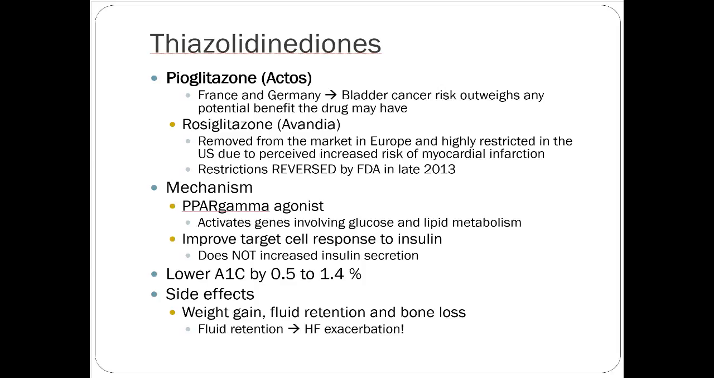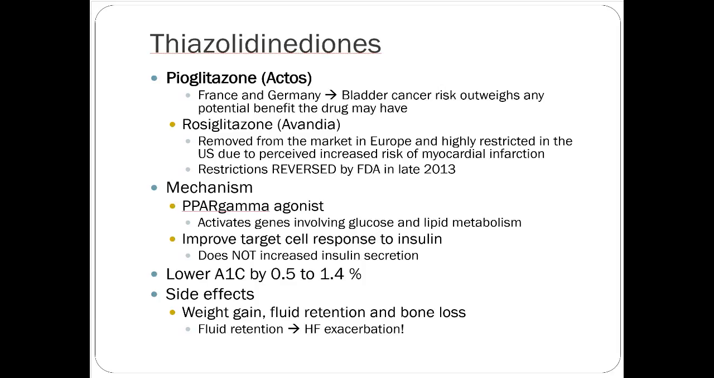Mechanism, it's a PPAR gamma agonist. So what that means is there's a gene, PPAR gamma, which is involved in glucose and lipid metabolism, which this drug activates and helps to upregulate, so you get better metabolism and use of your glucose and lipids. It doesn't improve target cell response to insulin, does not increase insulin secretion. So it's a drug with very low hypoglycemia risk, kind of like metformin.